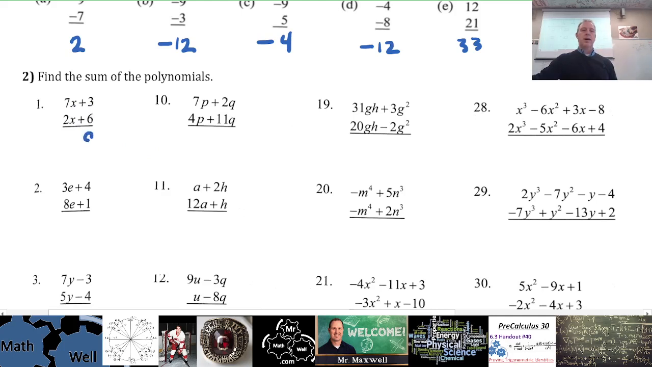3 and 6 is 9, and that's going to be a plus 9. Don't forget your sign. And 7x and 2x is 9x. If it's a positive, you don't have to write the positive in front. But obviously if it's a positive in the middle or at the end, you do have to write the plus there. So you can't just do this, right? You can't just say, oh, that's 9x 9. There's got to be something in between there.